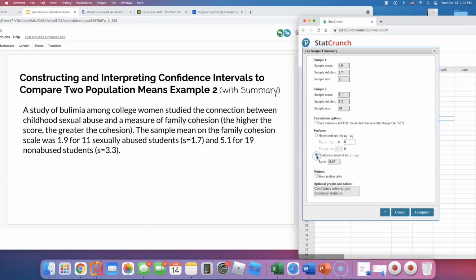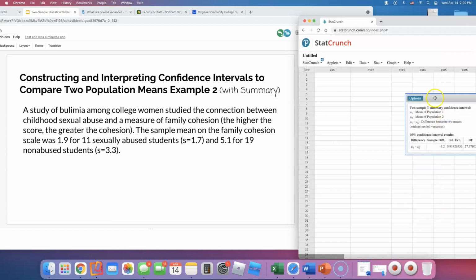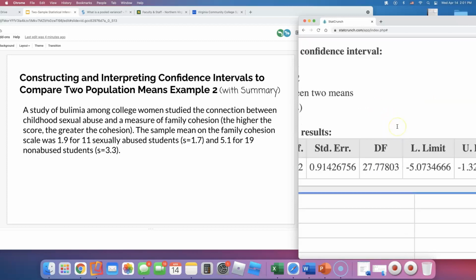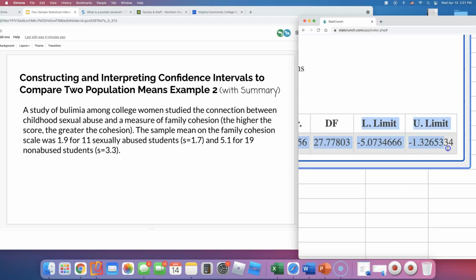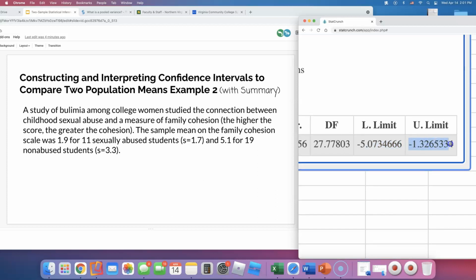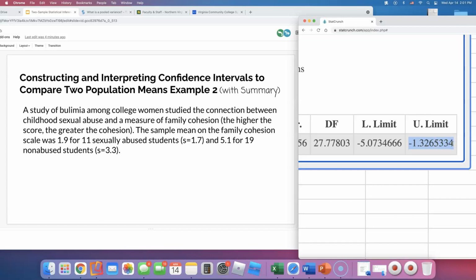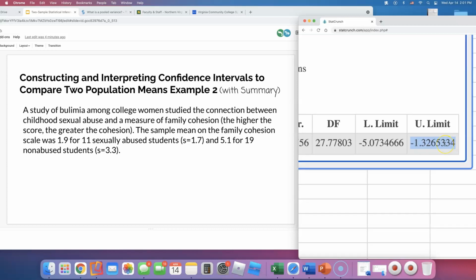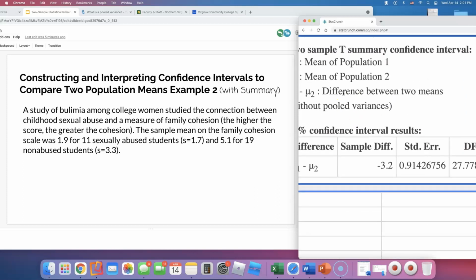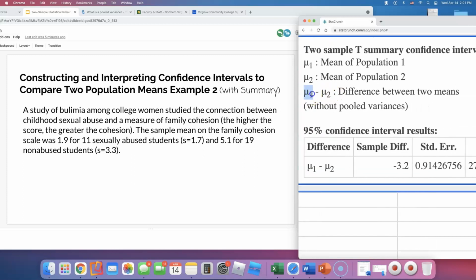I'm going to do a confidence interval, 95%. It's the common one. You can do 99%, but I'm going to go ahead and compute it. Okay, so look at this. The lower limit and the upper limit. What can you say? The lower limit is negative. The upper limit is also negative. It is completely negative. Remember, when you do your subtraction, how do you get a negative answer? Mu1 minus mu2 will come out to be negative if what you subtracted from is smaller.